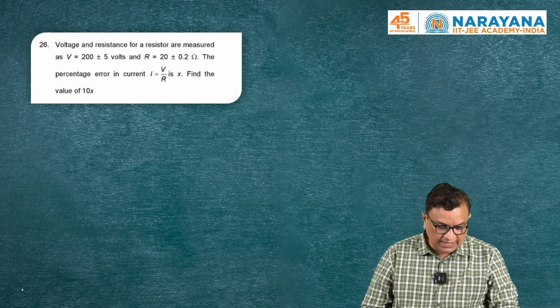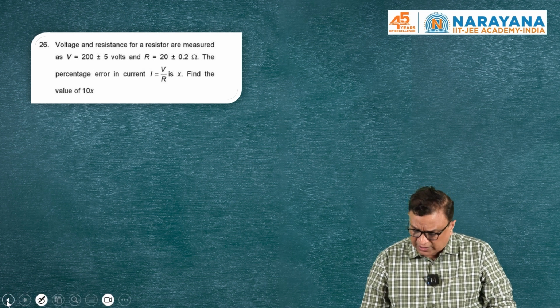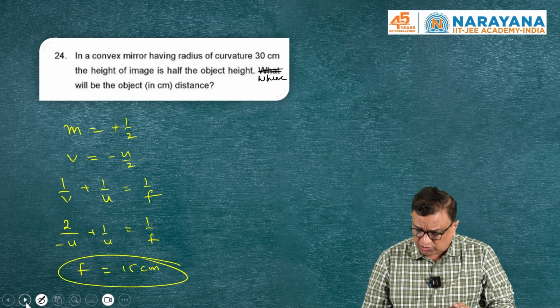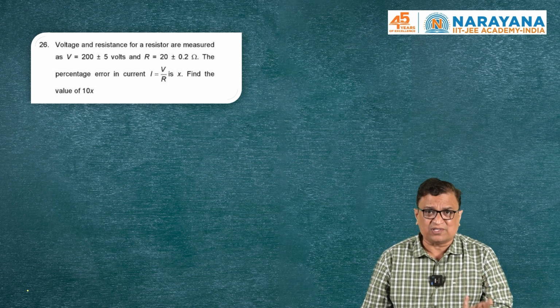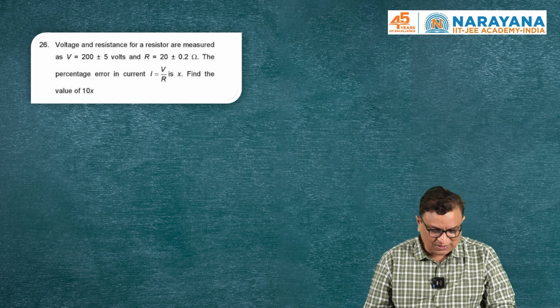Next, 20. Yeah, don't get confused again. Don't see that is 24 and this is 25. I didn't get the 25th question. What to do? Next.